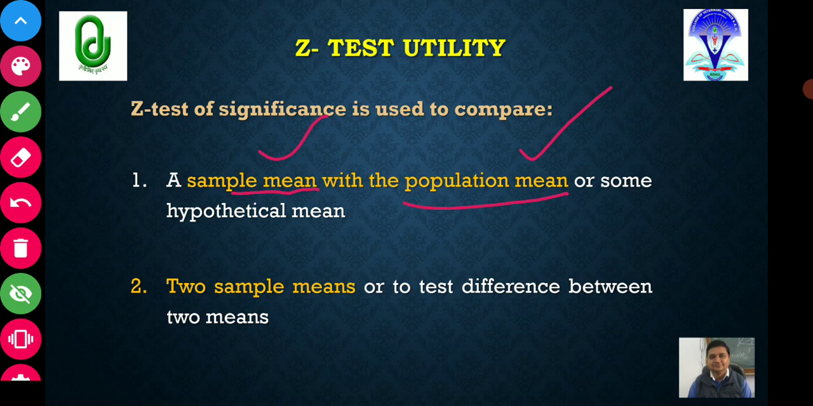Another comparison we want to make is of two sample means. So we have two samples and we have the means of those two samples. Now we want to know whether the means of these two samples are one and the same or different. So this is where we are using Z test.